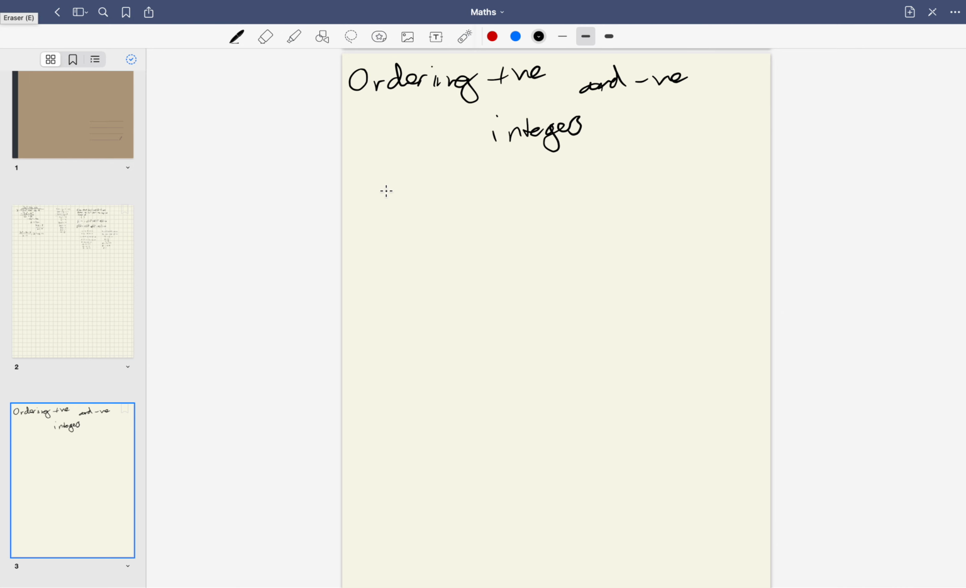So when I say an integer, what I mean is a whole number, right? So 1 is a whole number, therefore it's an integer. 2 is a whole number, therefore it's an integer. 1.5 is not a whole number, therefore it is not an integer. That's what I mean when I say an integer, all right? So it's just important we get that sorted and out of the way first.